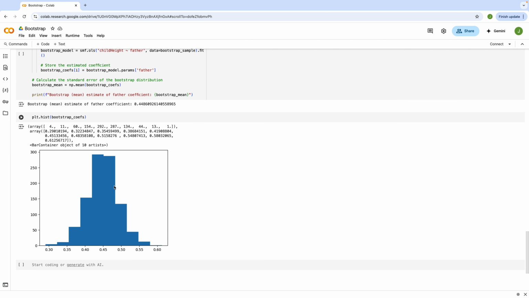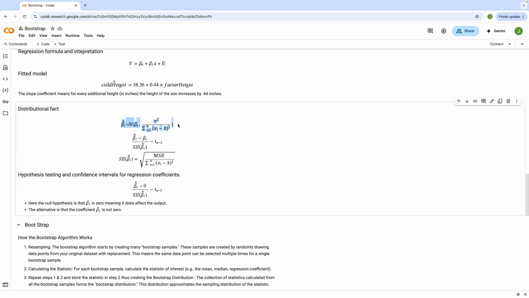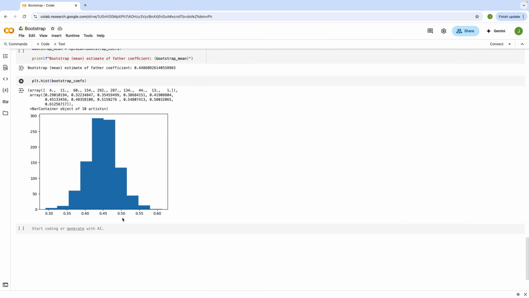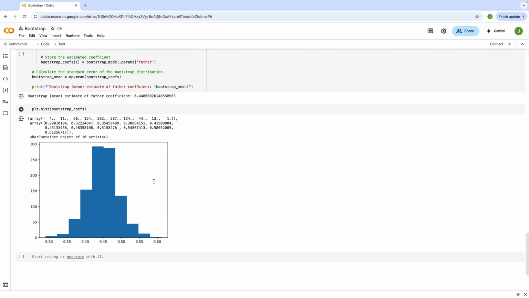And if we look at this histogram, it reinforces these distributions, the fact that it's normally distributed. So this very much resembles a normal distribution. And so this is one way of numerically validating this distribution that we know from theory. And that was just using the bootstrap sample.